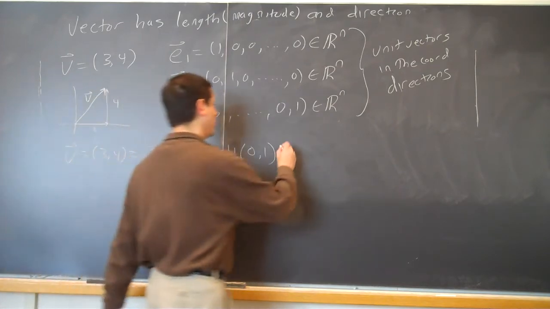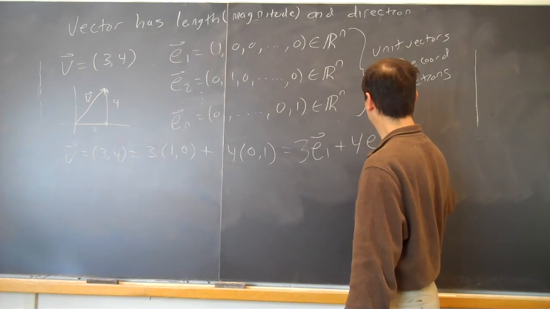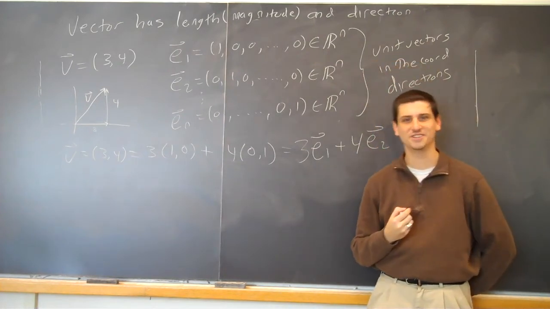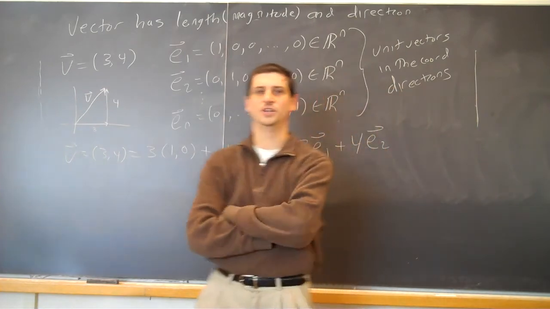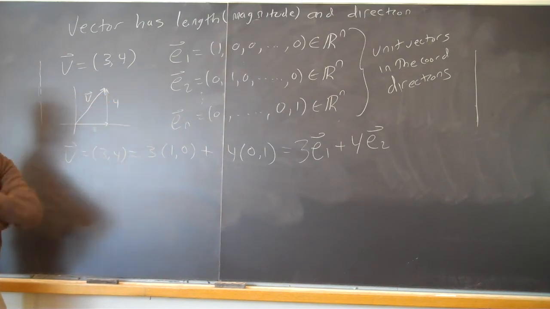As E1. So I could write this as 3E1 plus 4E2. So we'll talk about the IJKs in a little bit. I don't like the IJKs, but I know we have to have them. Okay? The whole point of vectors like this is to make it easy to talk about more complicated vectors.